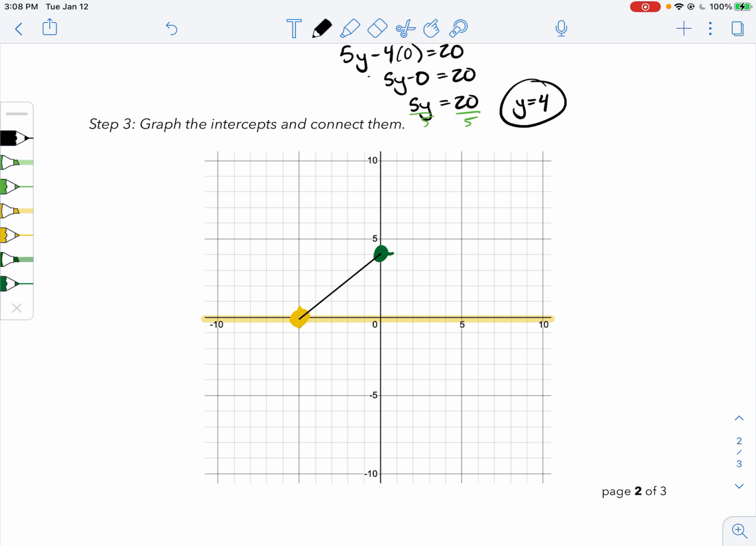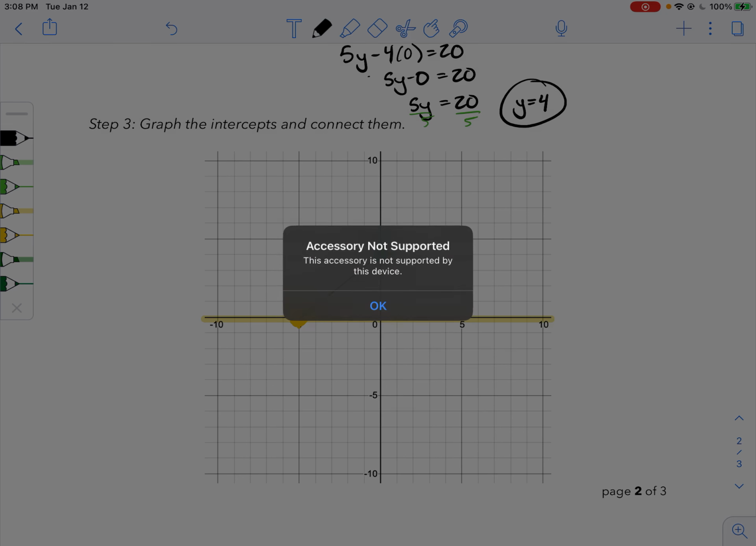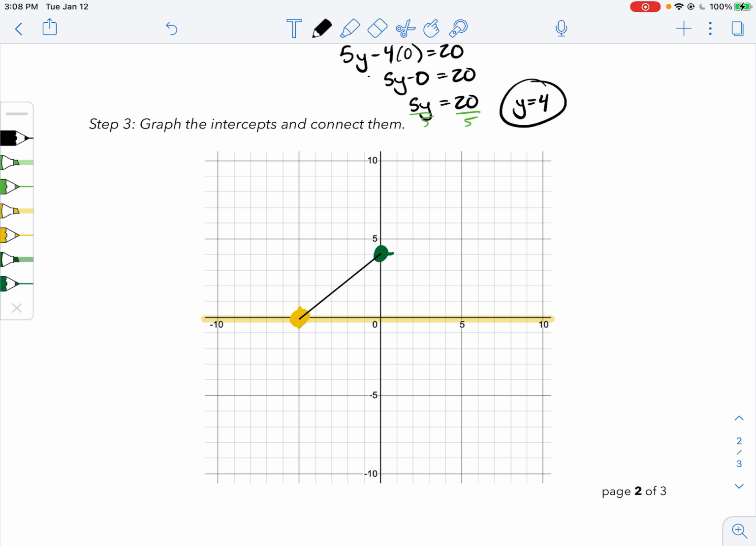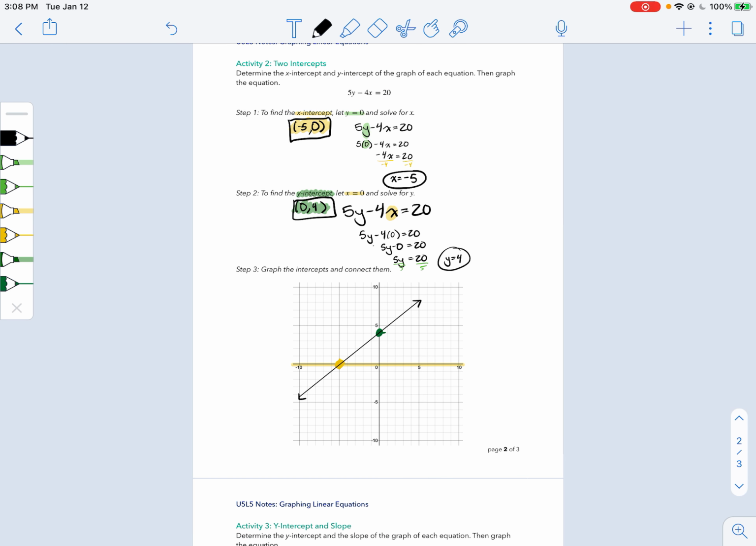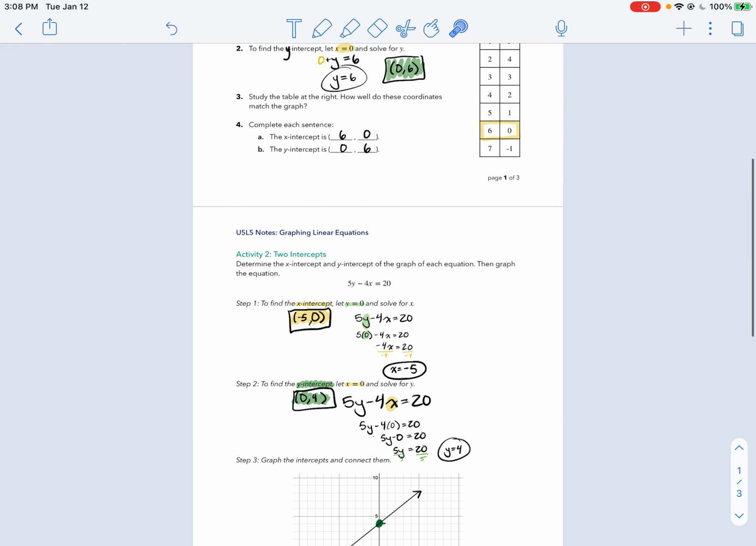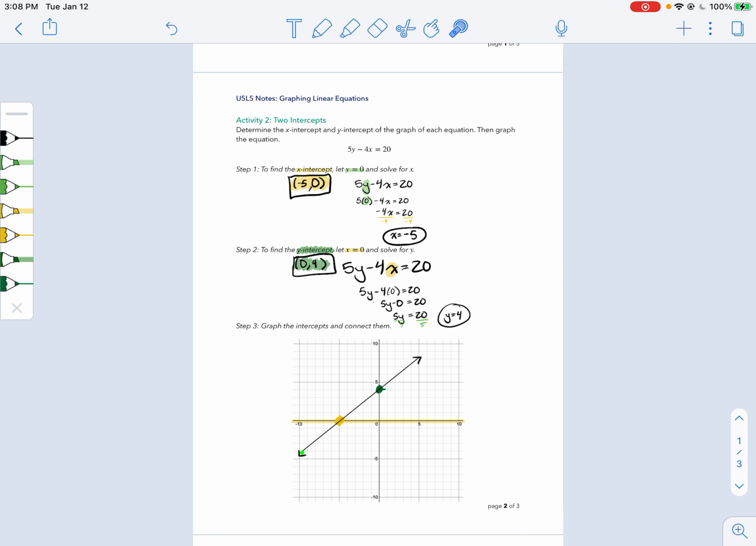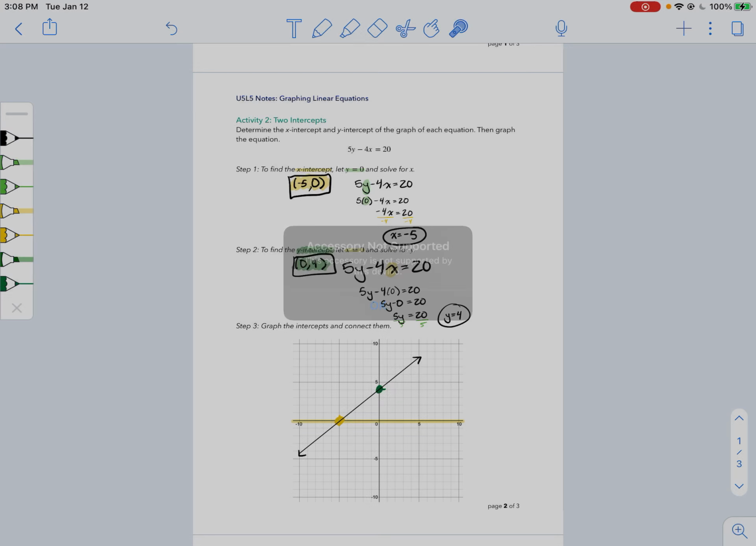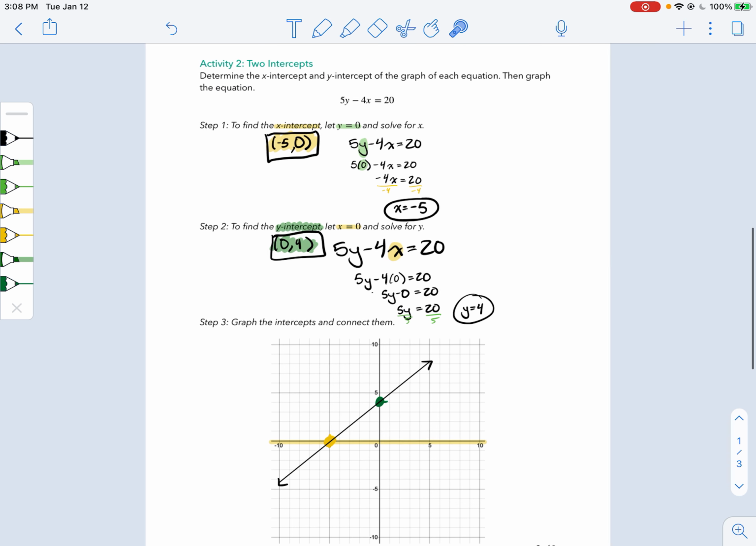But guess what, guys? A line isn't just between those 2 points. It goes on forever. It goes on and on and on. So if you want, you can duplicate it. Or if you had a ruler, you could lay your ruler across it and then draw the whole thing. There it is. That's our line. That's all you have to do. Set each variable equal to 0 and connect the dots. So that's one way to graph a line.